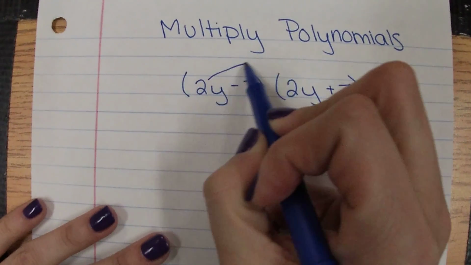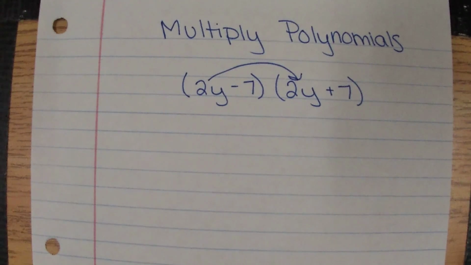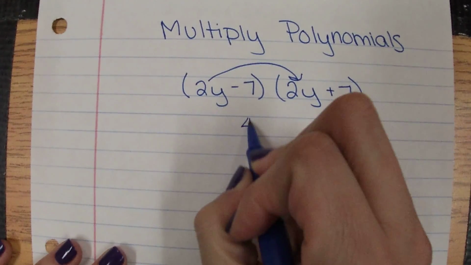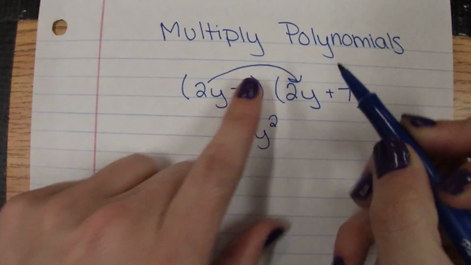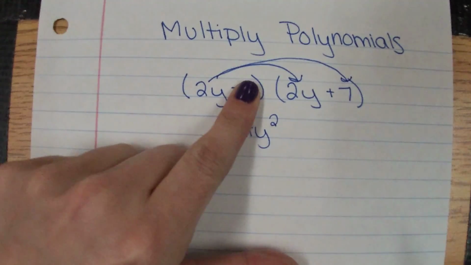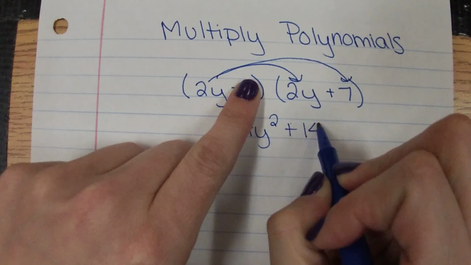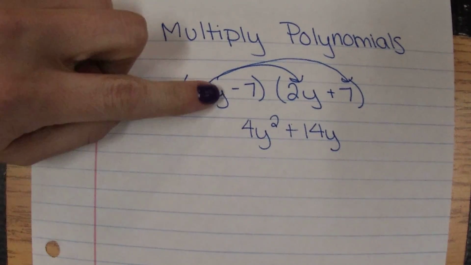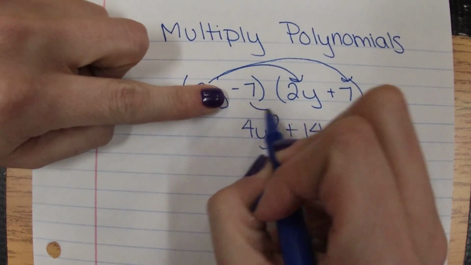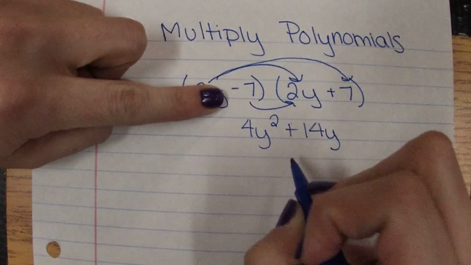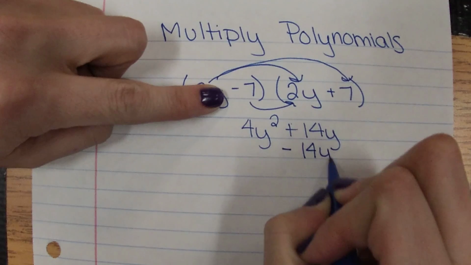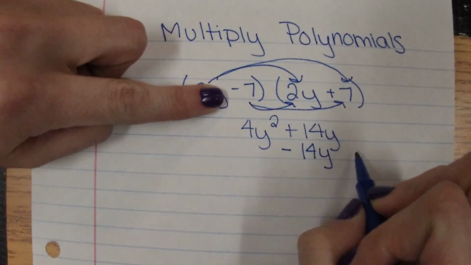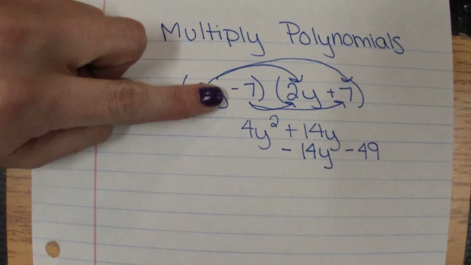Okay, so same thing today. 2y times 2y gives us a 4y squared. Right, same thing, distribute again. 2y times 7 gives us a positive 14y. And then we'll go on to our second term. So now we'll distribute the negative 7. Negative 7 times 2y gives us a negative 14y. And negative 7 times positive 7 gives us a negative 49.